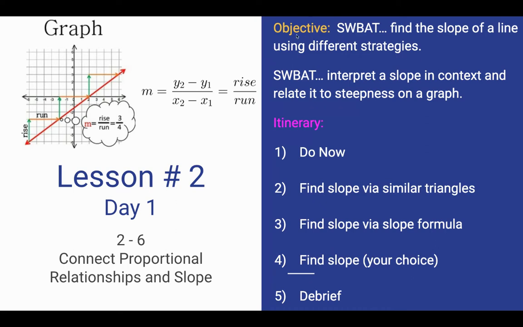So let's go to our objective, and this will hopefully make a lot more sense at the end of this video. Students will be able to find the slope of a line using different strategies, and we're going to use slope as our vocab word today. You're also going to interpret a slope in context and relate it to the steepness on a graph. All right, so we've finished our do now. We're going to use similar triangles. We're going to find slope via the slope formula, and then we'll let you guys pick your choice as to what you want to do. Okay, and then we'll set you up with your asynchronous work.